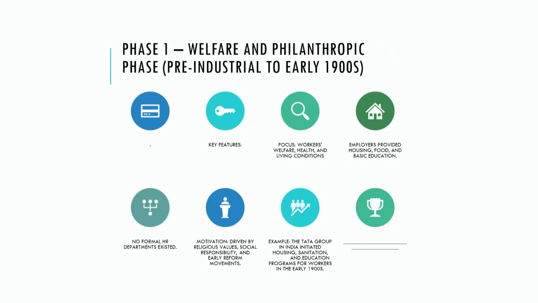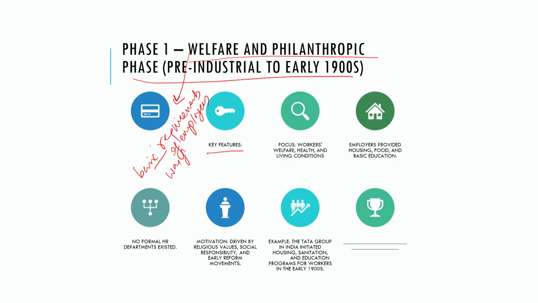Phase 1 of evolution starts with the welfare and philanthropic phase, pre-industrial to early 1900s. Now here, the key features of this welfare and philanthropic phase: in the welfare phase, the basic requirements of employees were the focus. And philanthropic here means serving the society.